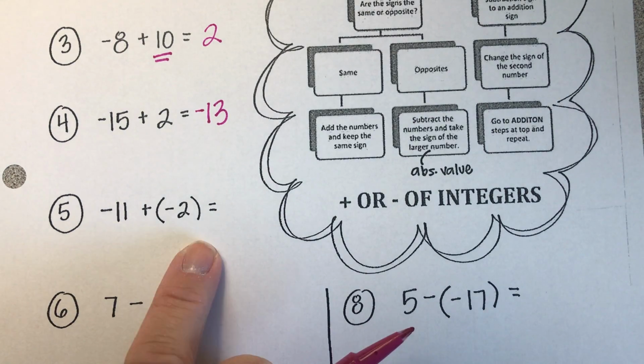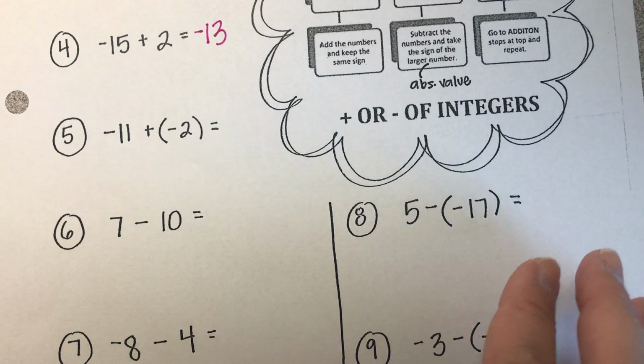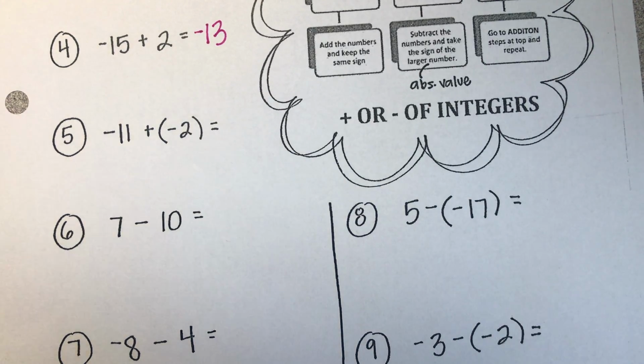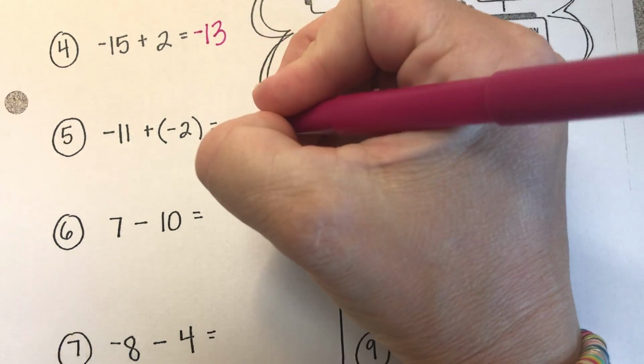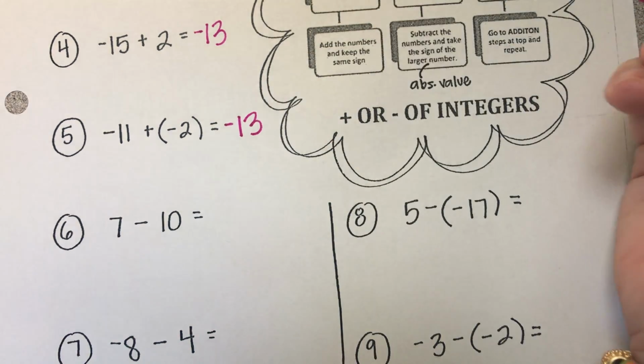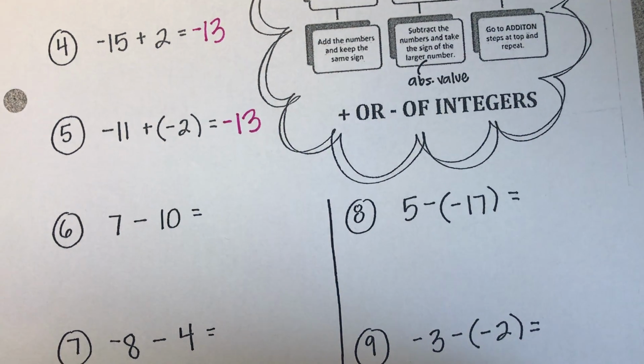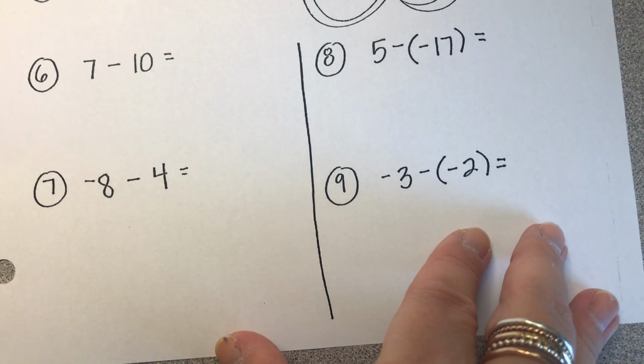Okay, look at number 5. They're same sign, add and keep. If you already have 11 negative people, and you're like, hey, here's 2 more negative people, now you have 13 negative people. Okay, now let's talk about subtraction.